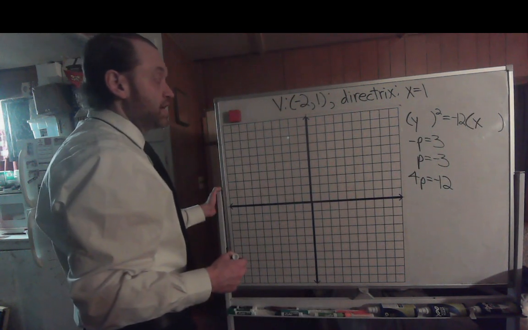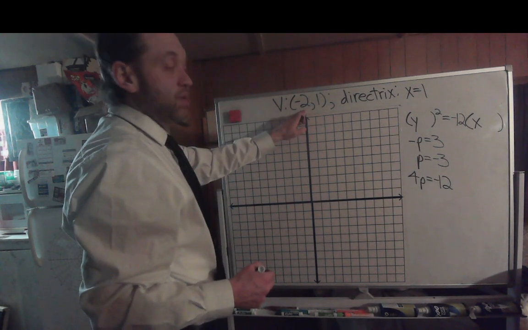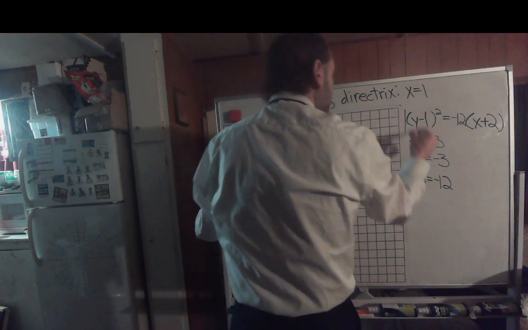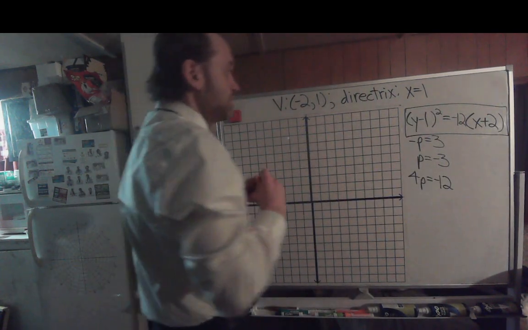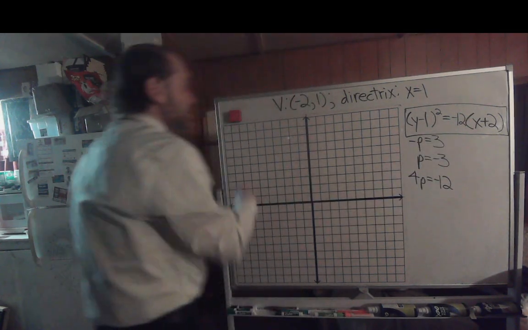Now what's your vertex? Well, your x-coordinate's negative 2, x minus negative 2. This would actually be x plus 2. Your y-coordinate's positive 1, so this would be y minus 1. So the equation you should get would be y minus 1 squared equals negative 12 times x plus 2.